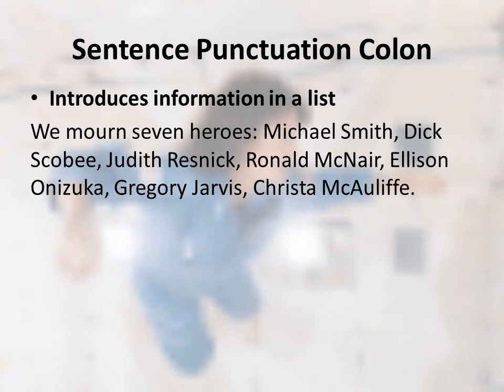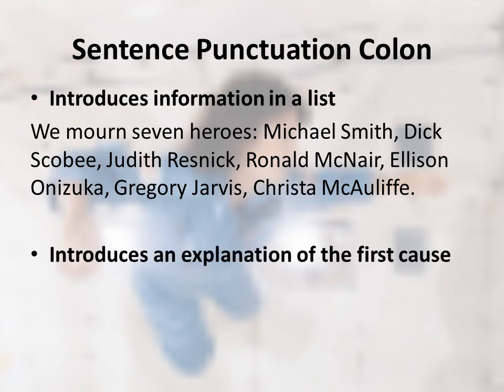Notice that everything to the left of the colon, those 2 little dots, is a complete sentence, and it must be a complete sentence. "We mourn 7 heroes." And then you can have a list after a colon. So we have our list of 7 heroes. And it could be people, it could be objects, it could be a number of things. So whatever's on the right does not have to be a complete sentence, but whatever is on the left of the colon must be a complete sentence.